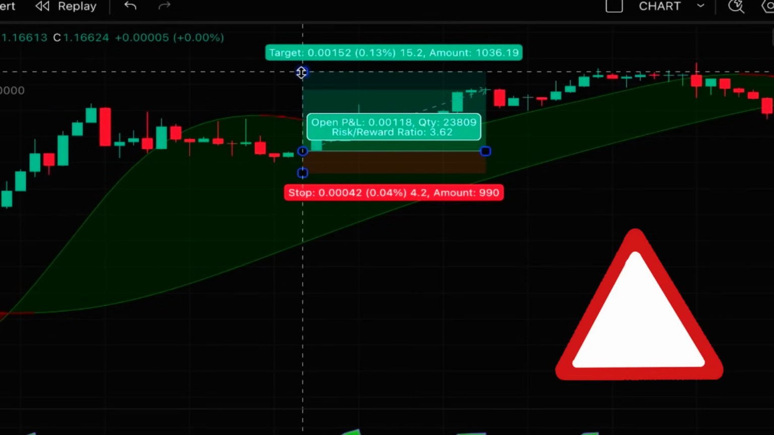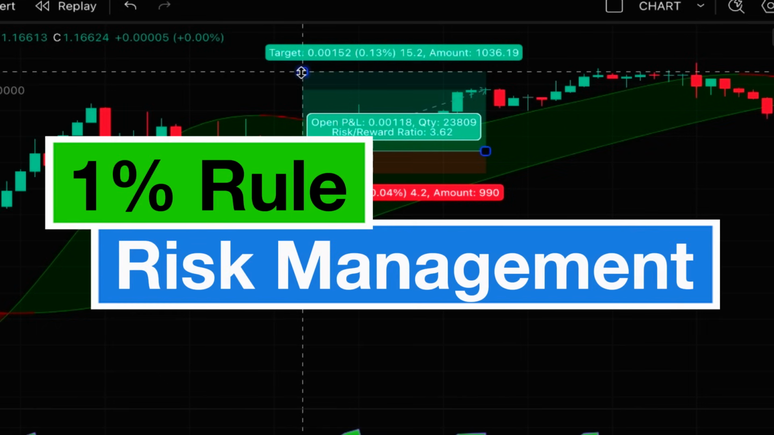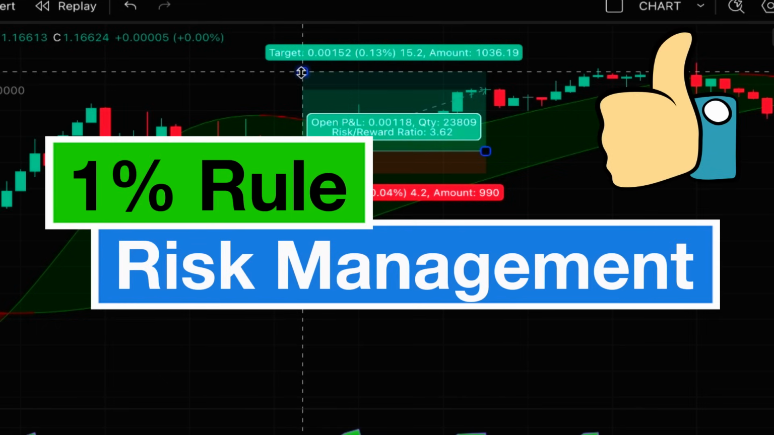As with any other trading strategy, risk management plays a very important role here, and you need to manage your risk properly. Otherwise, your losing positions will be out of control, and sooner or later, you will lose your trading account. The 1% rule is the best risk management strategy that you can use, and it is recommended by professional traders.